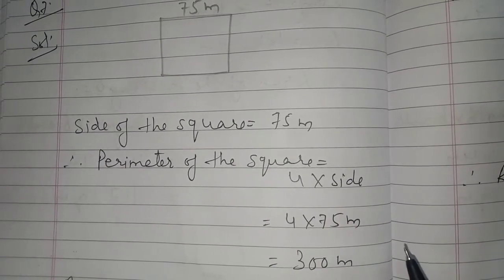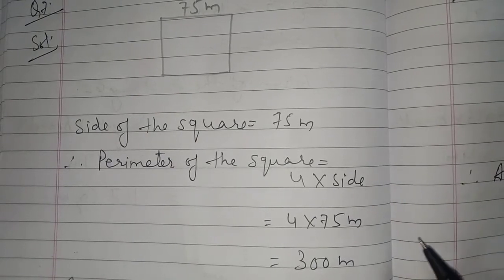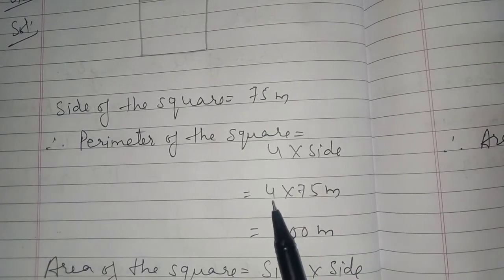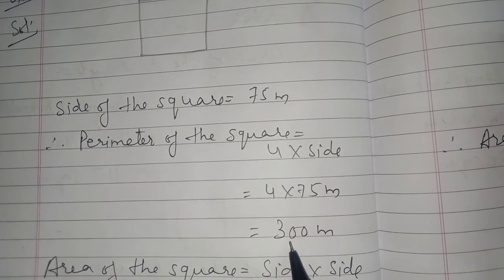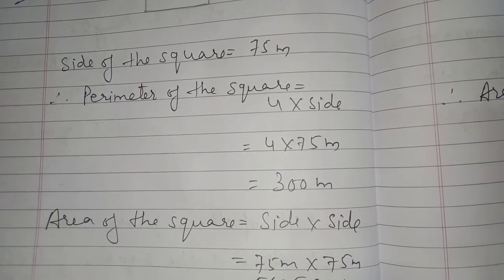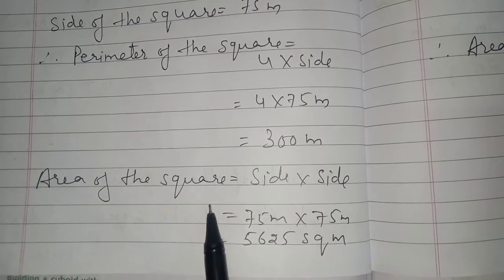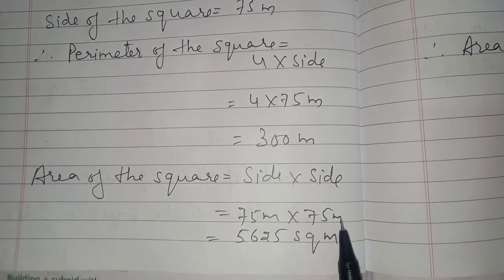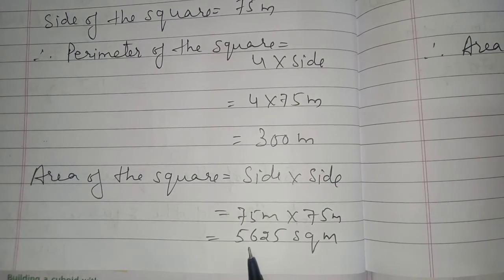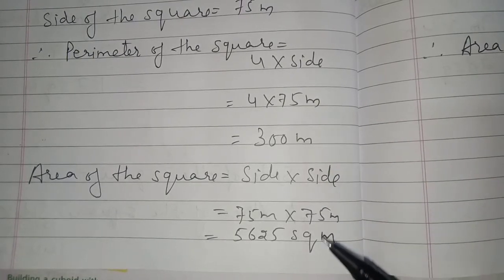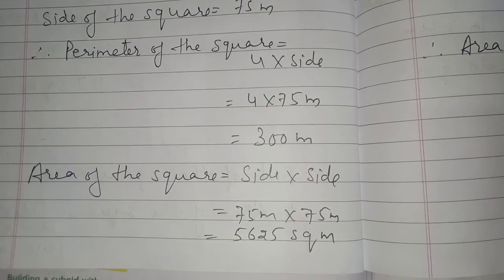So instead of adding, we can multiply it by 4 because all the sides of a square are equal. So 4 multiplied by side means 4 into 75, and we will get 300 meter as the perimeter. And now we will find the area. So area of square will be side multiplied by side, means 75 meter multiplied by 75 meter, and the answer will be 5625 square meter. So we have just calculated the perimeter as well as the area of the square.